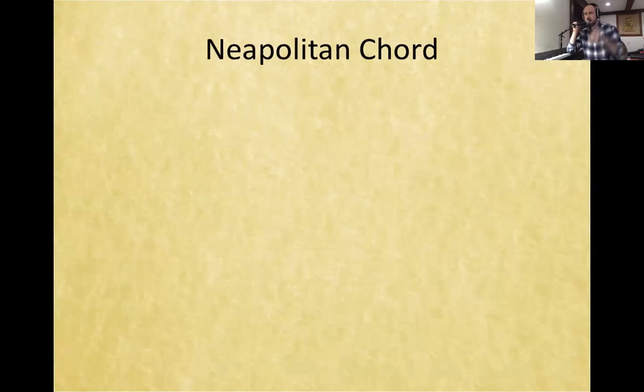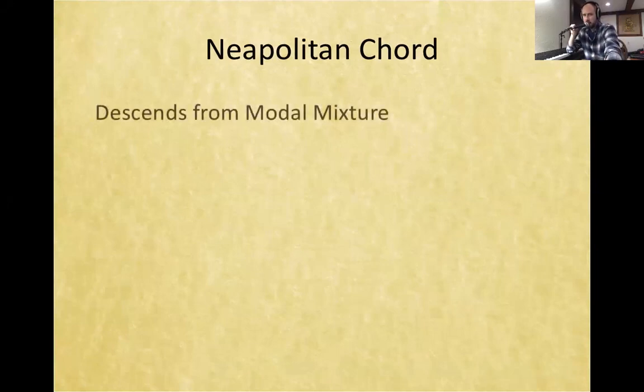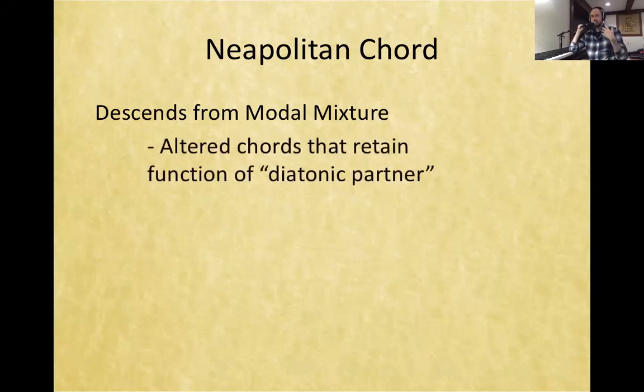So this chord is really connected to the ideas of modal mixture that we've been dealing with recently. This is a little complicated, but it's an altered chord, much like modal mixture chords are, that retains the same function as its diatonic partner.